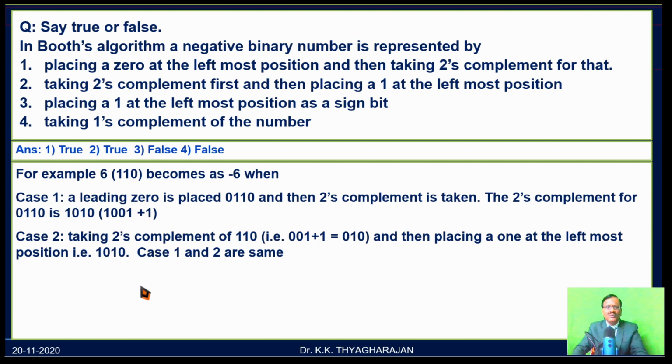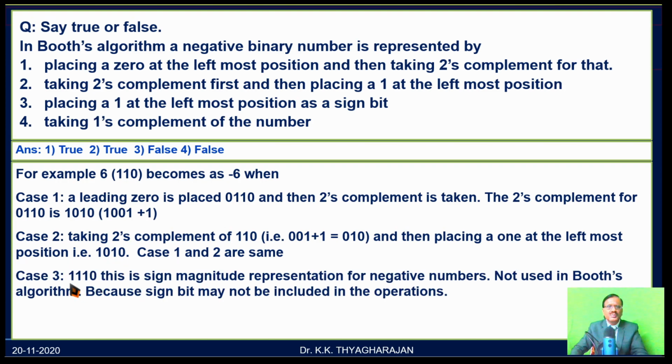Now let us see the third one. A 1 is put at the leftmost position, that is for 0110, we are putting 1 here. So this is also representing the negative number, but this is not used in Booth's algorithm because it is not the 2's complement method. It is called the sign magnitude method. That means the leftmost bit is representing the sign and the remaining bits are giving the magnitude, that is the value. In that case, if you put 1 in the leftmost position, then it indicates that the number is negative. If you put 0 in the leftmost position, then it indicates that the number is positive.